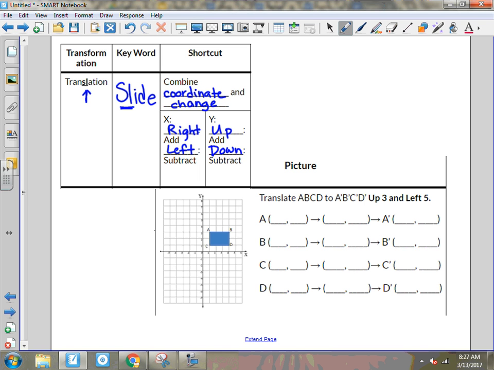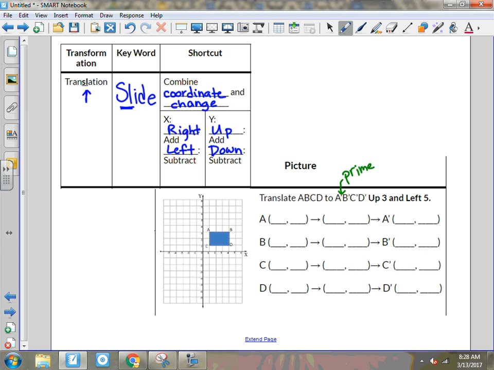And that makes sense because our positives are to the right and up on our coordinate plane, and our negatives are to the left and down. So they're the same key words there. So I've got an example here. I've got a figure ABCD, a rectangle, and it says to translate ABCD to A', and then this is a new vocabulary word, this little apostrophe here, we say the word prime. So this is A prime, B prime, C prime, and D prime. So that just means that we're going to be moving all of those 4 points up 3 and left 5.